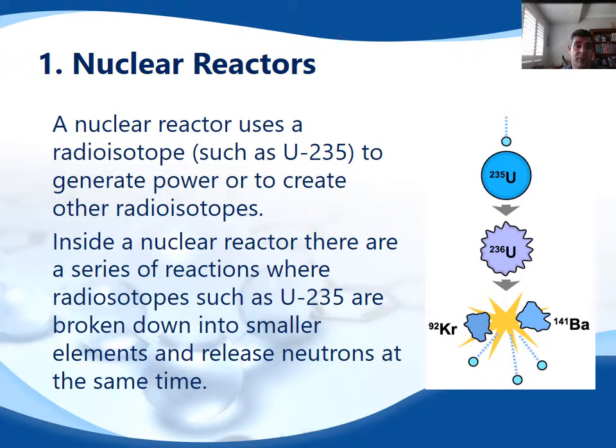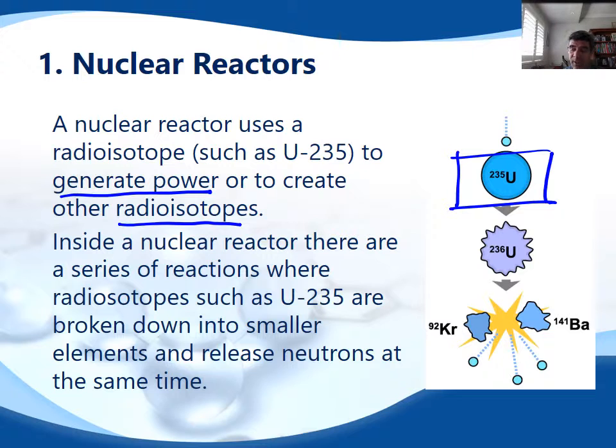Firstly, the nuclear reactors. Nuclear reactors are used to generate power, and Australia has had a history of bipartisan support for no nuclear power generation in the country. So whilst we have very large deposits of uranium in our country, we tend to export them to countries who use them to generate power. What we tend to do with them is use them to create other isotopes.